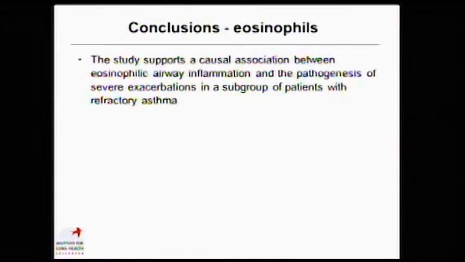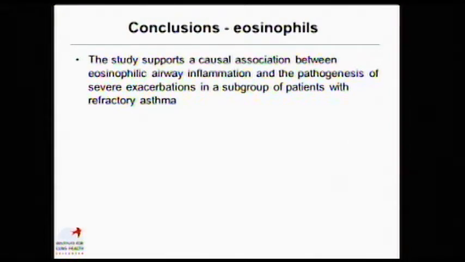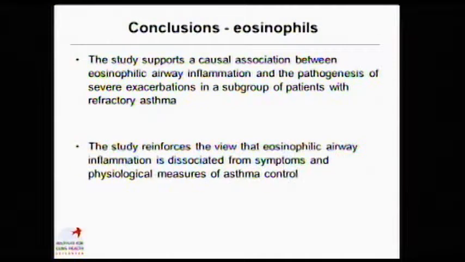So what this study tells us is that, firstly, eosinophils do actually seem to be very important in the pathogenesis of asthma exacerbations, but they're not important in day-to-day symptoms and the chronic disordered airway physiology. And it also really highlights the importance of picking the right patients and the right targets. So if you've got a drug which targets eosinophils, exacerbations needs to be your primary outcome.